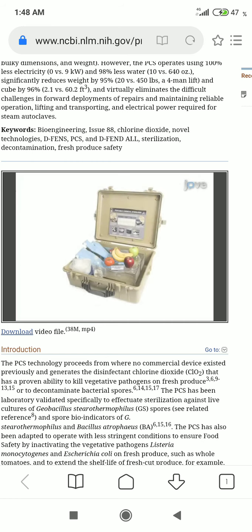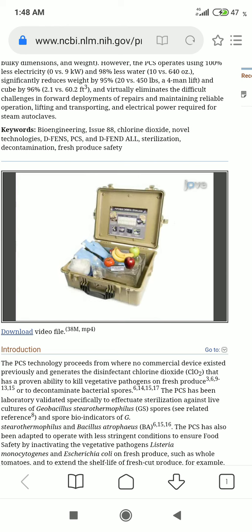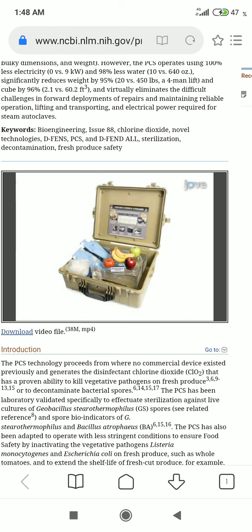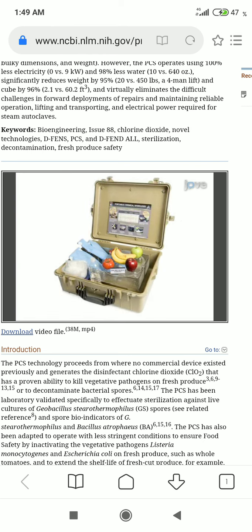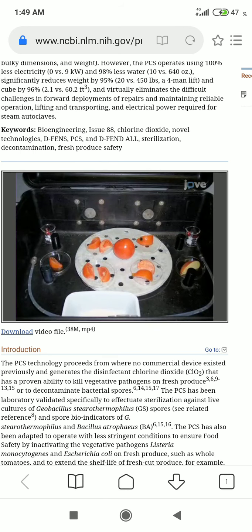Validation studies demonstrated that the PCS sterilizes bacterial spores and inactivates pathogens on fresh produce. Spraying and wiping with Defend inactivates pathogens on porous or hard surfaces, and Defend All decontaminates bacterial spores inoculated on textiles. At less stringent chlorine dioxide conditions, the PCS inactivated L. monocytogenes and E. coli spot inoculated on the exterior of tomatoes.